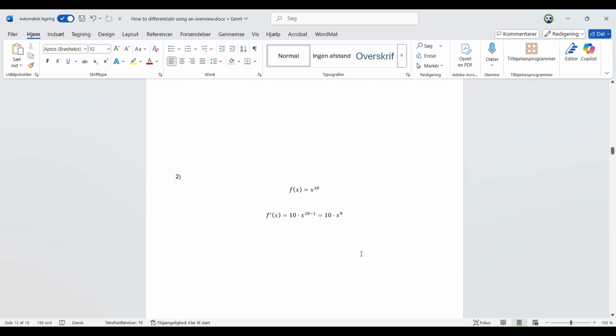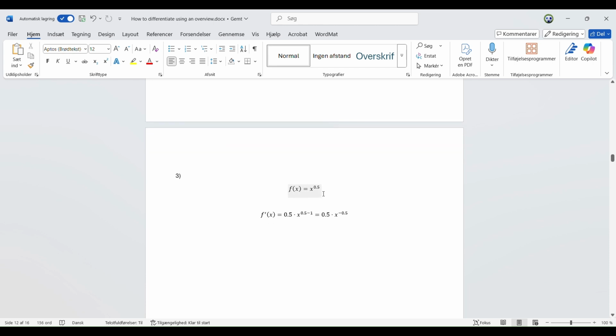Let's have another example of that. If we've got x raised to the power of 10, we note that n is equal to 10 this time. We take this number and put it down in front of our x, and then we raise to the power of 10 minus 1, and that's 9. So our final expression for our first order derivative would be 10 times x raised to the power of 9.